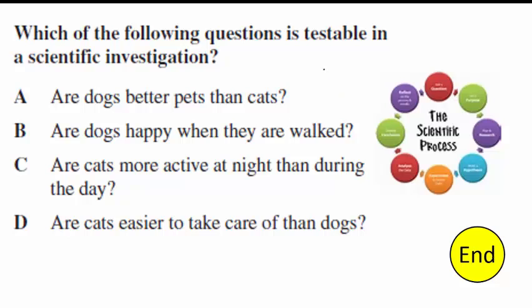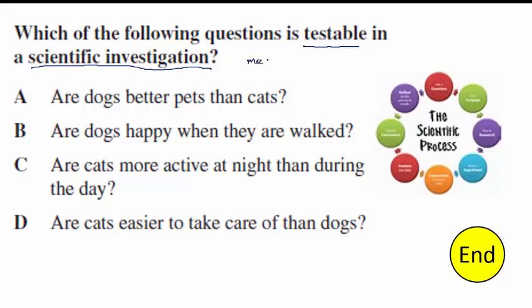Which of the following questions is testable in a scientific investigation? We've got 4 scenarios here. Are dogs better pets than cats? Are dogs happy when they are walked? Are cats more active at night than during the day? Are cats easier to take care of than dogs? Those all sound very similar. What's the one that is different?